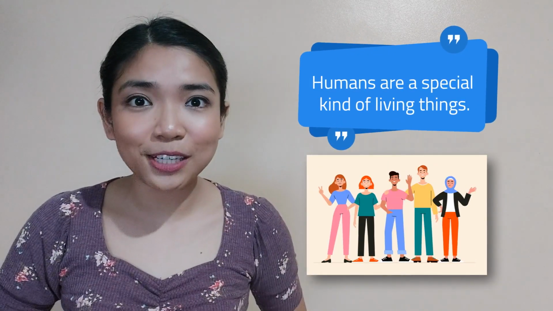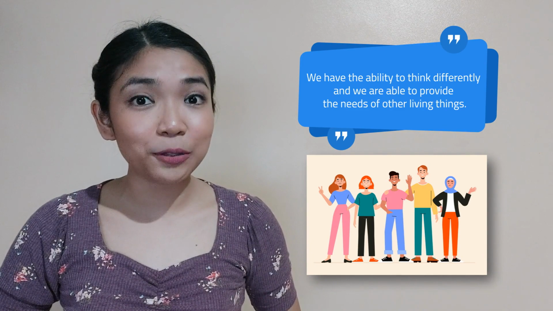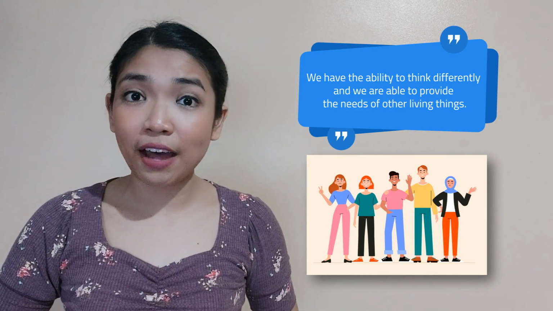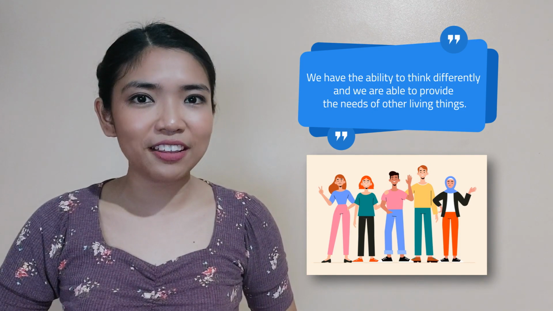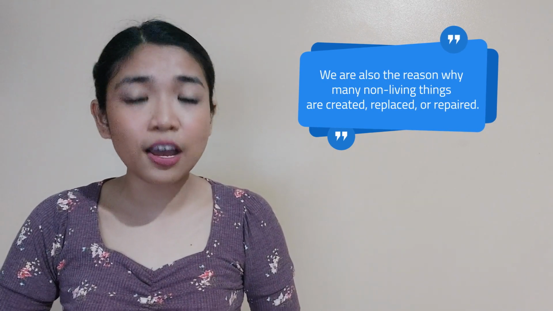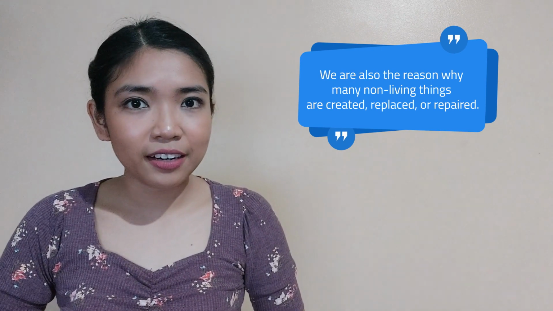Humans are a special kind of living things. We have the ability to think differently, and we are able to provide the needs of other living things. We are also the reason why many non-living things are created, replaced, or repaired. We do these things in order to help our fellow humans as well as other living things to live better lives.